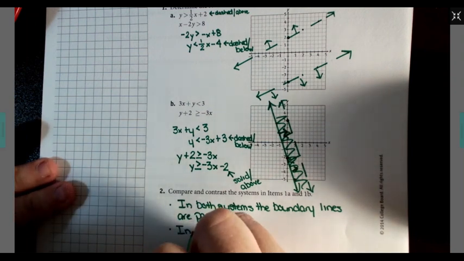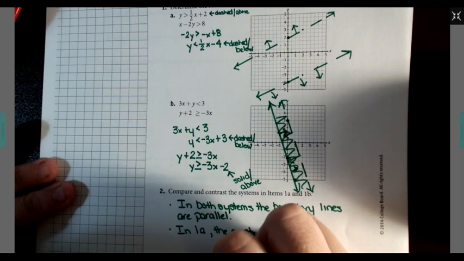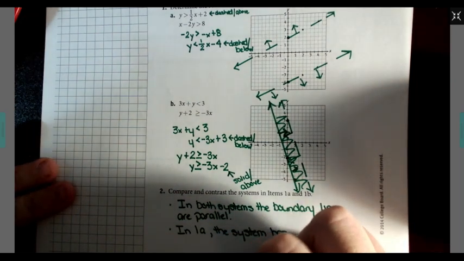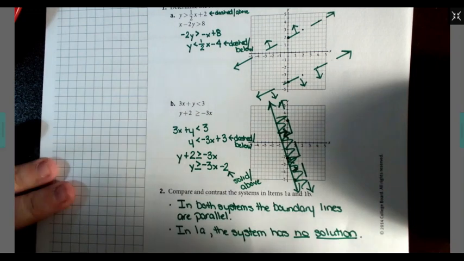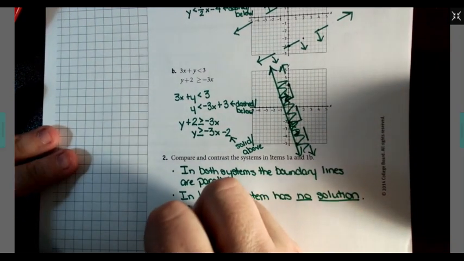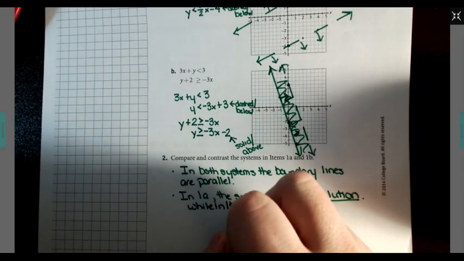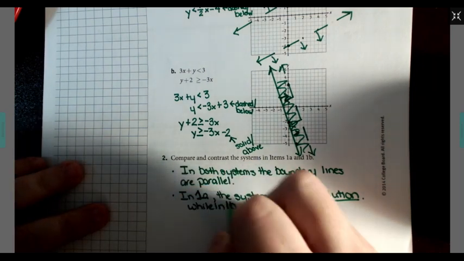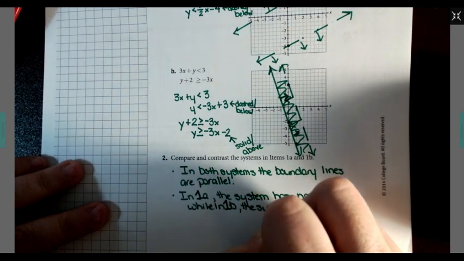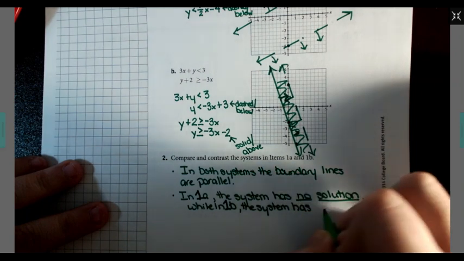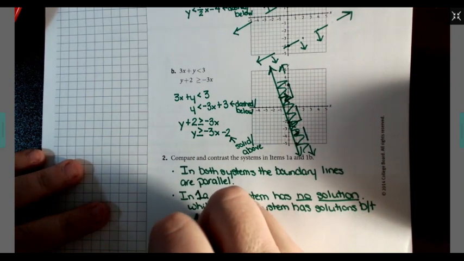In 1A, the system has no solution. While in 1B, the system has solutions between the parallel lines.